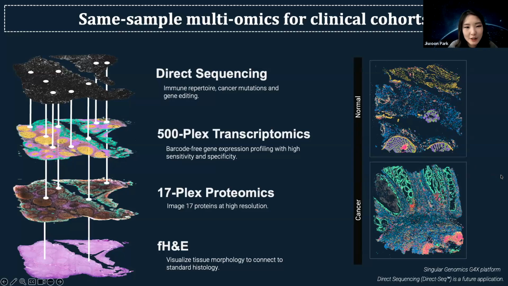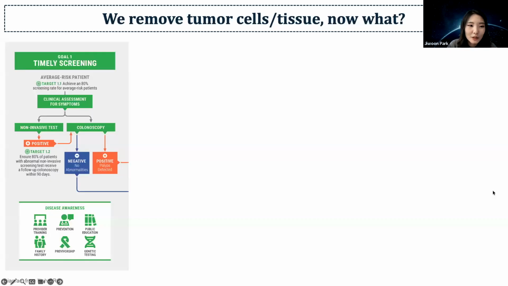And of course, the Singular G4X platform has been one of the good solutions, as it offers low-plex but high-throughput options that can layer all of these: H&E, proteomics, and transcriptomics, and now direct sequencing as well. So we were very interested in asking the question of where this can fall into.